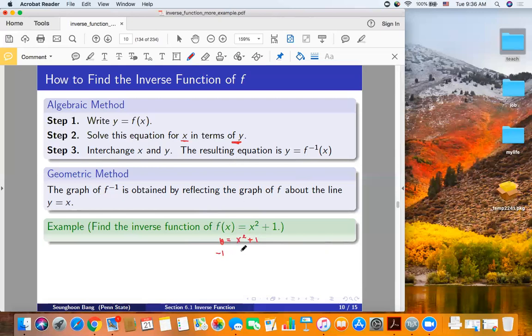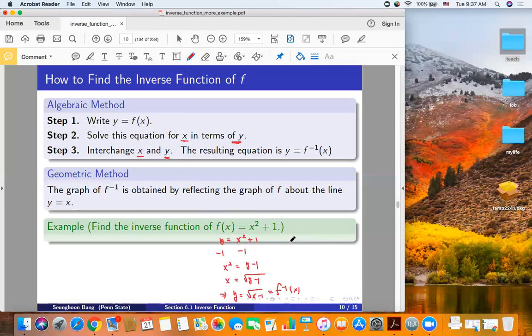So subtract 1 from both sides. x squared equals y minus 1. Next, take the square root, like this. Step 3, interchange x and y. So we have y equals root of x minus 1. This is the inverse function. What do you think?